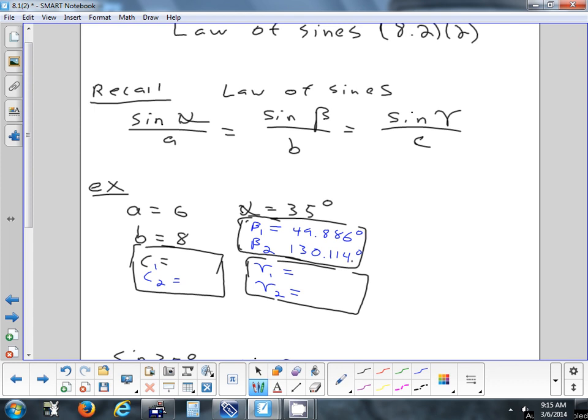I'm still kind of confused. Did you just take 180, subtract 49.886 from it? Yes. So to get your second angle, always take 180 minus your reference angle. Okay, is that what you do for gamma? No. Well, for gamma, now we have alpha, we have beta. Now we know all the angles have to add up to 180, so we can figure it out just by using that fact.